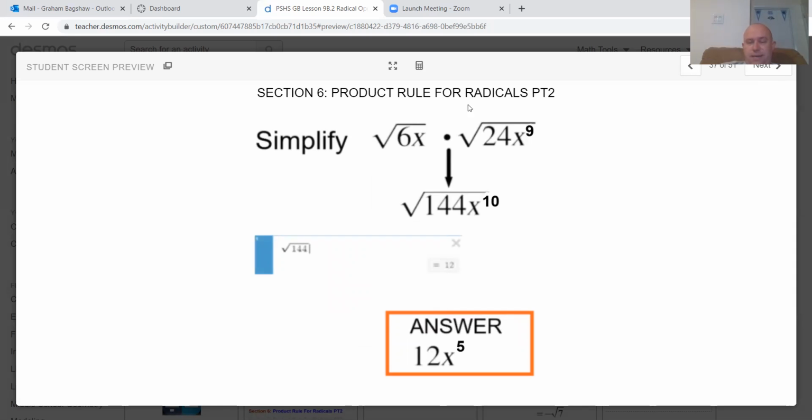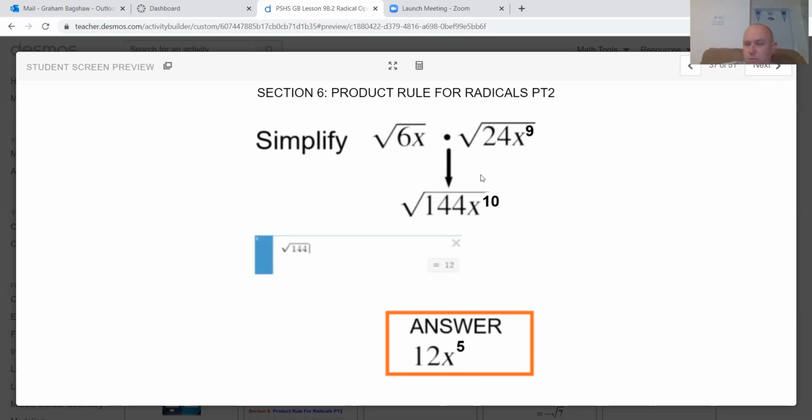Product rule, part 2, as we get a little bit more complicated here. We're going to do numbers with numbers and letters with letters. So 6 times 24, you check on Desmos. x to the 1 times by x to the 9. This is where you add exponents, giving you 10.